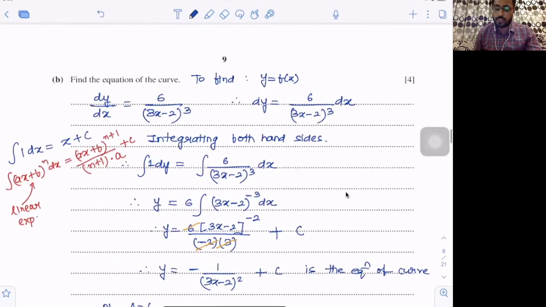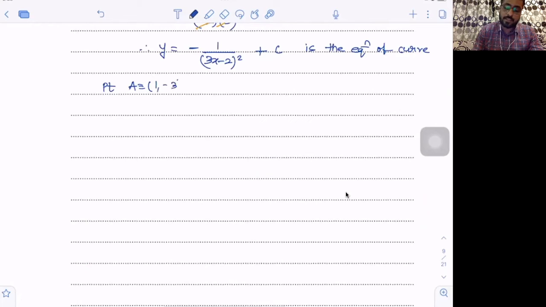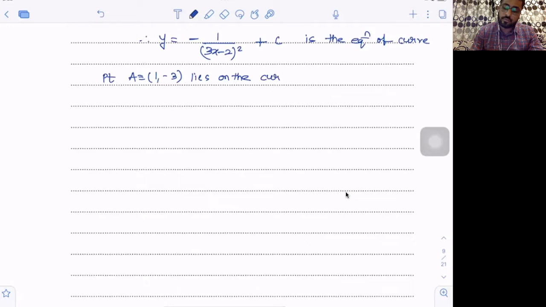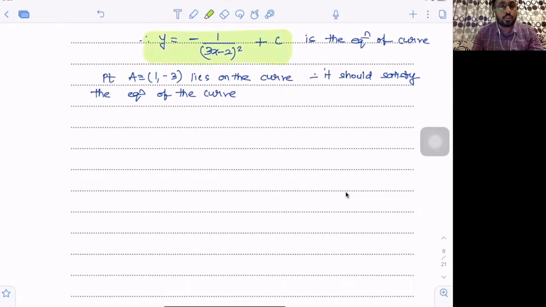So I go back to my solution. So point A 1, minus 3 lies on the curve. Therefore, it should satisfy the equation of the curve. And I know the equation of the curve is this, right? That's the equation of the curve. So you plug the value of x as 1 and the value of y as minus 3. So therefore I can have y as how much? Y is going to be plugged as minus 3.